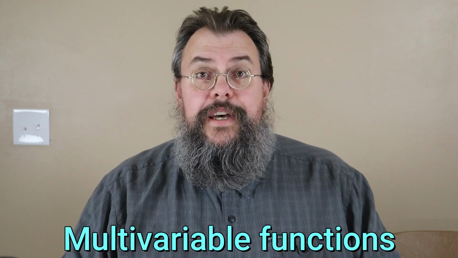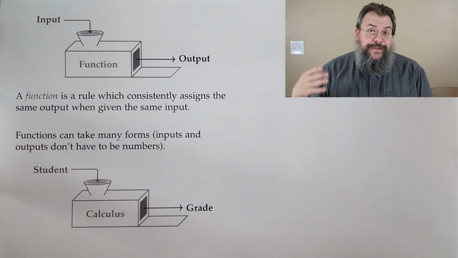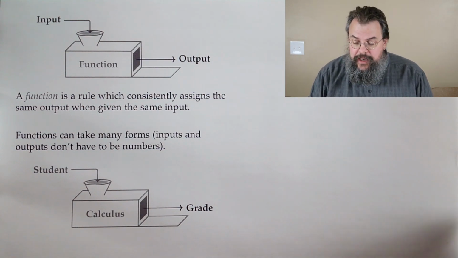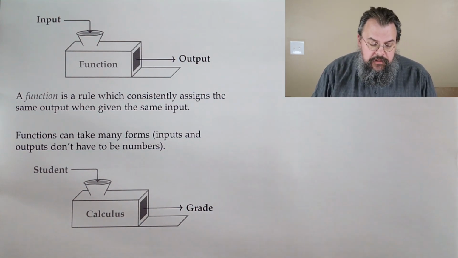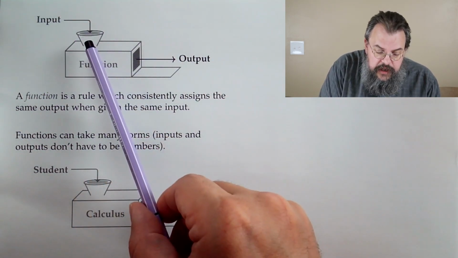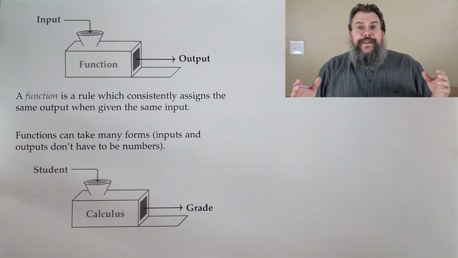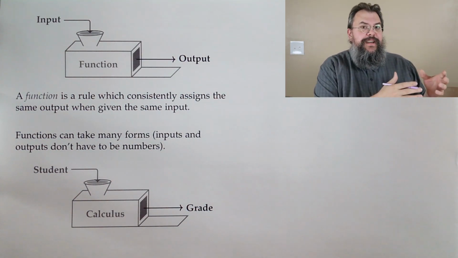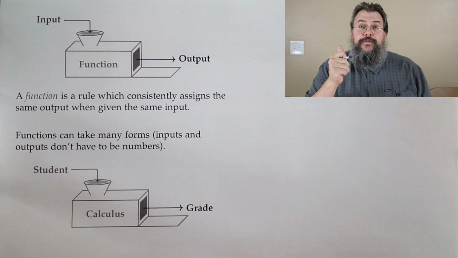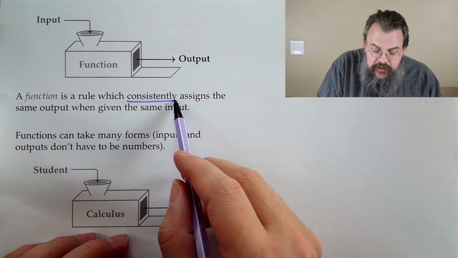So let's begin. And the best place to begin is talking about, first off, what are functions? And the way we think about a function is very simple. A function is a rule. You put something in and you get something out. That's it. That's what a function is. You put something in, you get something out on the other side. There's one important thing, and that is consistency.